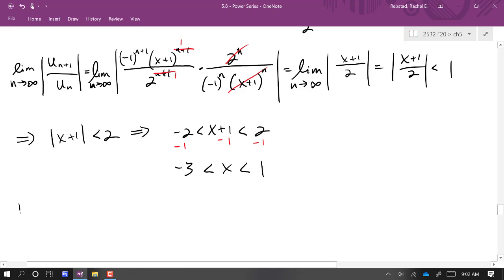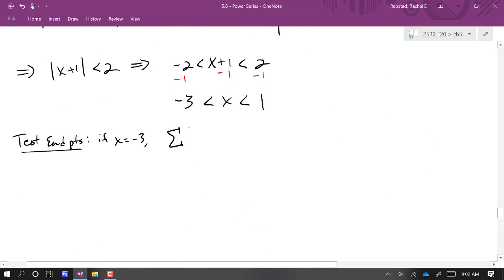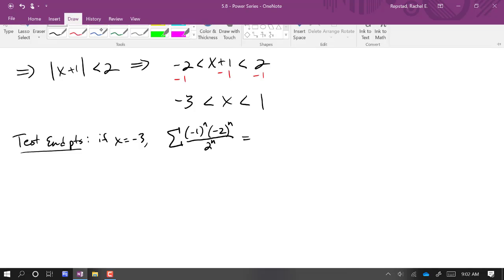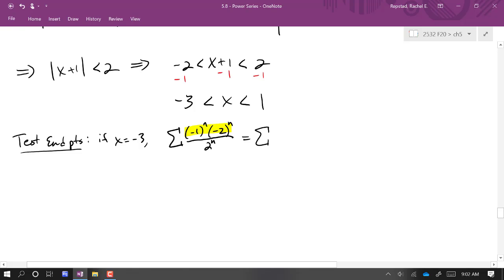So let's test the endpoints. If x is equal to -3, we get the series, let's see, -3 plus 1 is -2. So we have negative 1 to the n, negative 2 to the n over 2 to the n. Doing a little algebra here on what's going on up top: negative 1 to the n times negative 2 to the n, well, that's negative 1 times negative 2 to the n, or 2 to the n. So this series is really just the series where every term is 1. That diverges. We could see that pretty immediately. It fails the nth term test, right? Those terms do not approach 0.